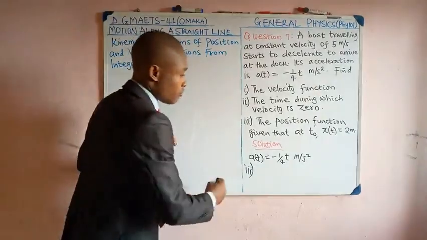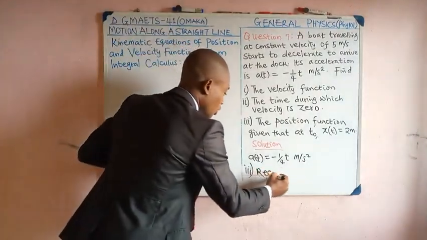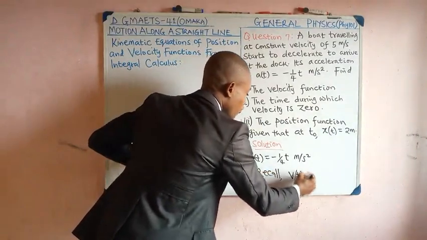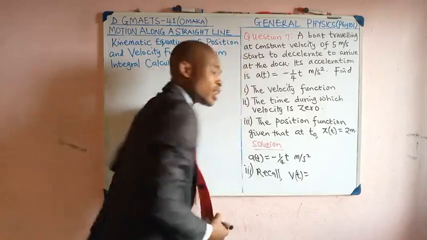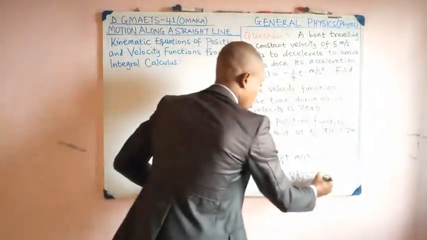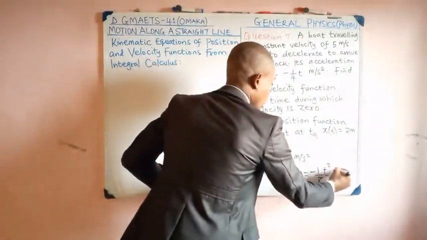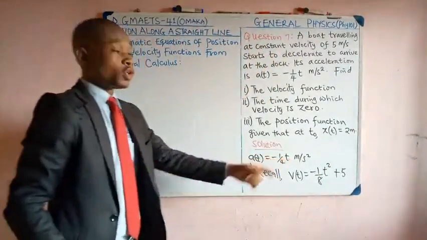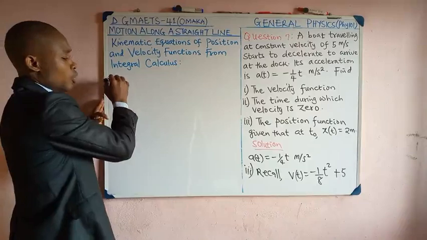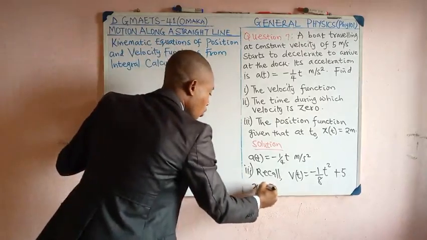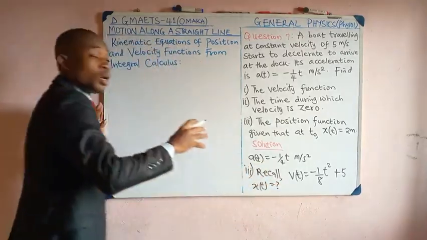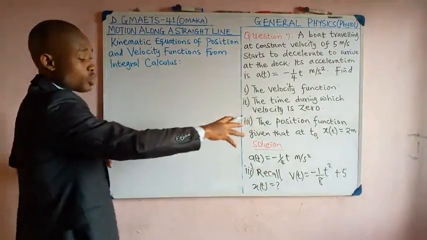Let's go to our velocity function. Recall that the velocity function is equal to minus 1 over 8 t squared plus 5. This is what we obtained for the velocity function. So we can now say that we do not know the position function. We don't know the position function, that's what I want to obtain.